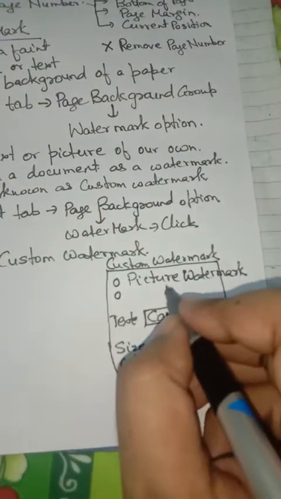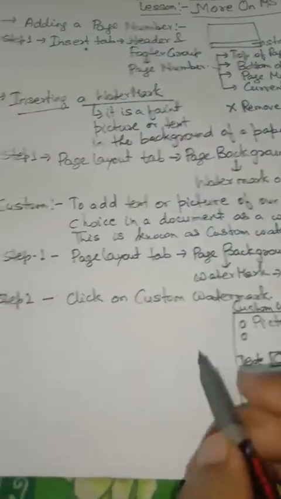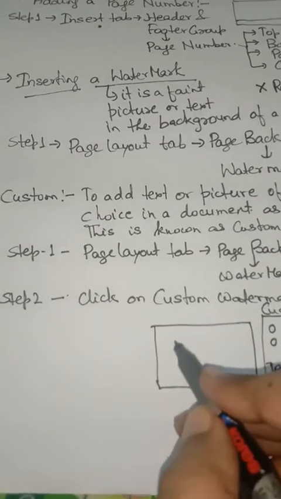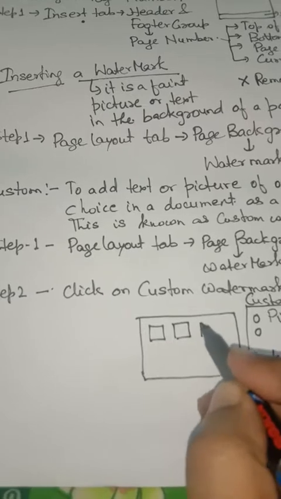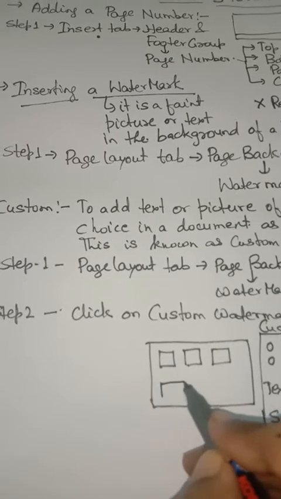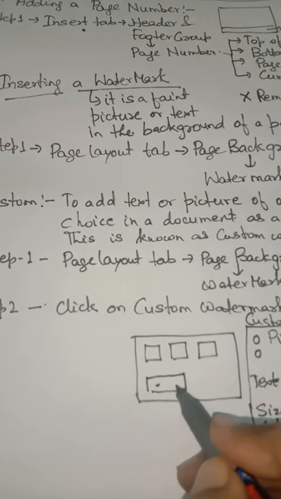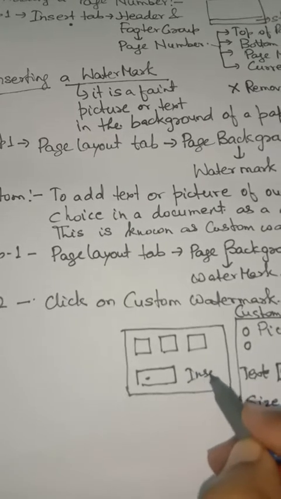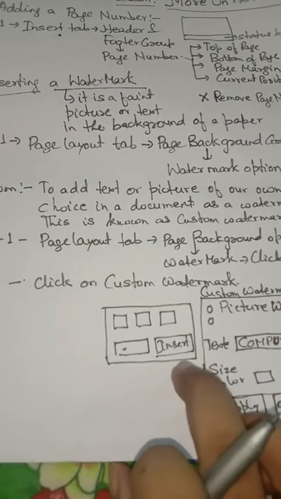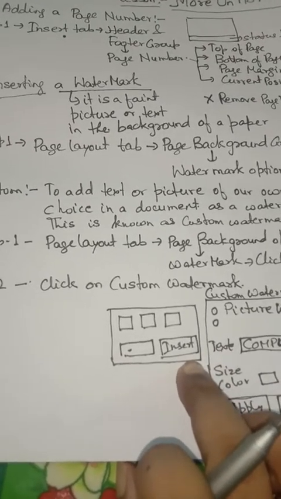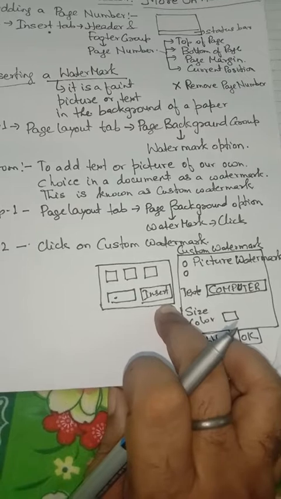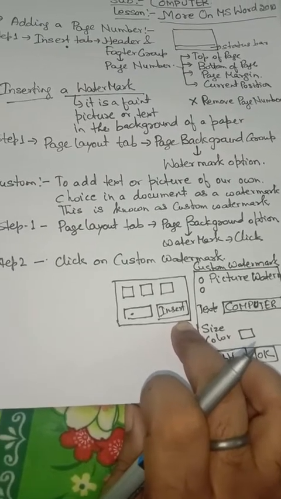As soon as you click on the picture watermark, a window of picture will appear on your screen, where different types of pictures that are saved in the document will appear. You can left click on any of them to select it. As soon as you select it, its name will appear over here, and then you can click on the insert button. That picture will be inserted at the background of your page. So this is how we can insert a picture watermark or a text watermark at the back of our document.